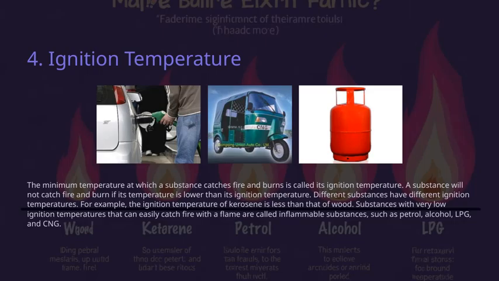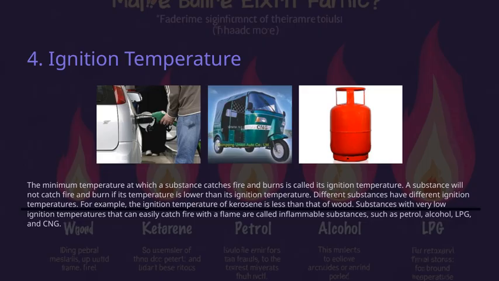Let's talk about ignition temperature, which is a key concept in understanding fire safety. The ignition temperature is the minimum temperature at which a substance will catch fire and start burning. It's important to remember that if the temperature of a substance is below this point, it simply won't ignite. Different substances have different ignition temperatures, so some materials are easier to set on fire than others. For example, kerosene has a lower ignition temperature than wood, meaning it ignites more easily.